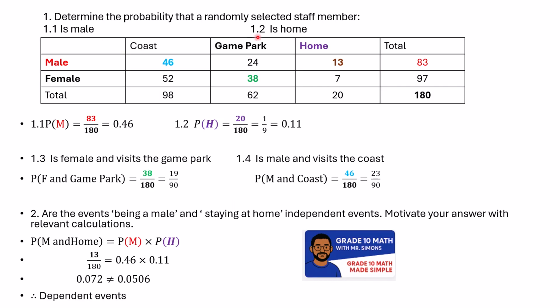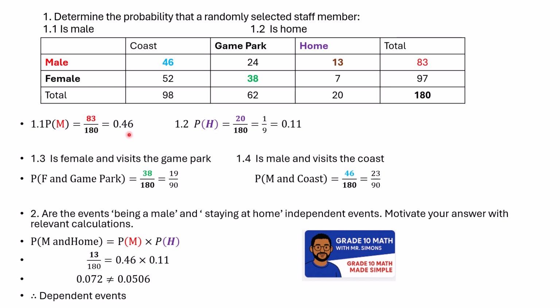Determine the probability, 1.1, is male. If we look at the male row, if we go right across, there are 83 males in total. So the probability you'll be a male would be 83 over the grand total of 180 staff members. So of the 180 staff members, 83 are male.